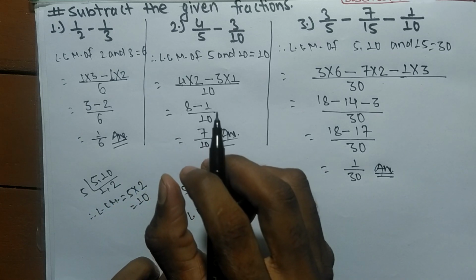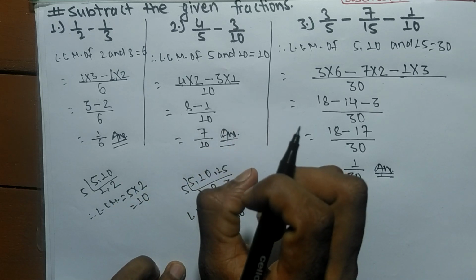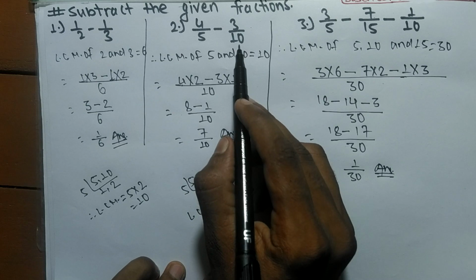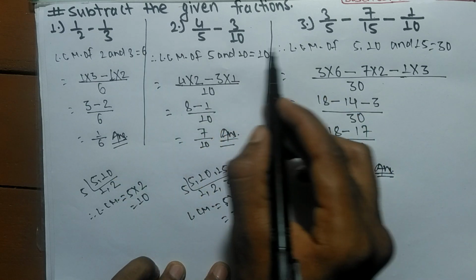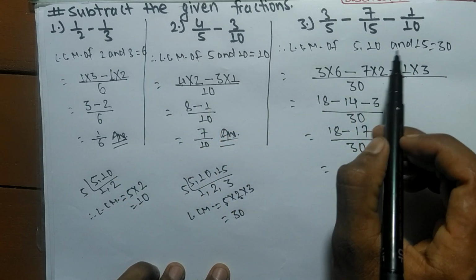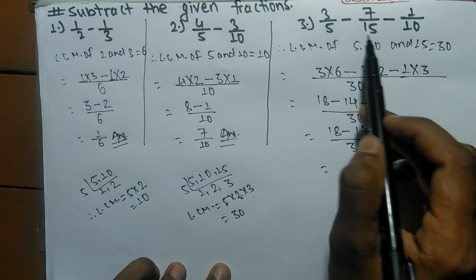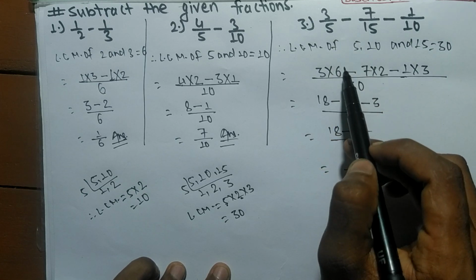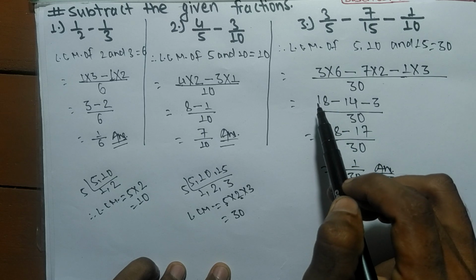So in this way we can subtract unlike fractions. First of all we have to take the LCM as we have taken in all of them. After that we have to divide the LCM by the respective denominators and multiply it by the numerator.